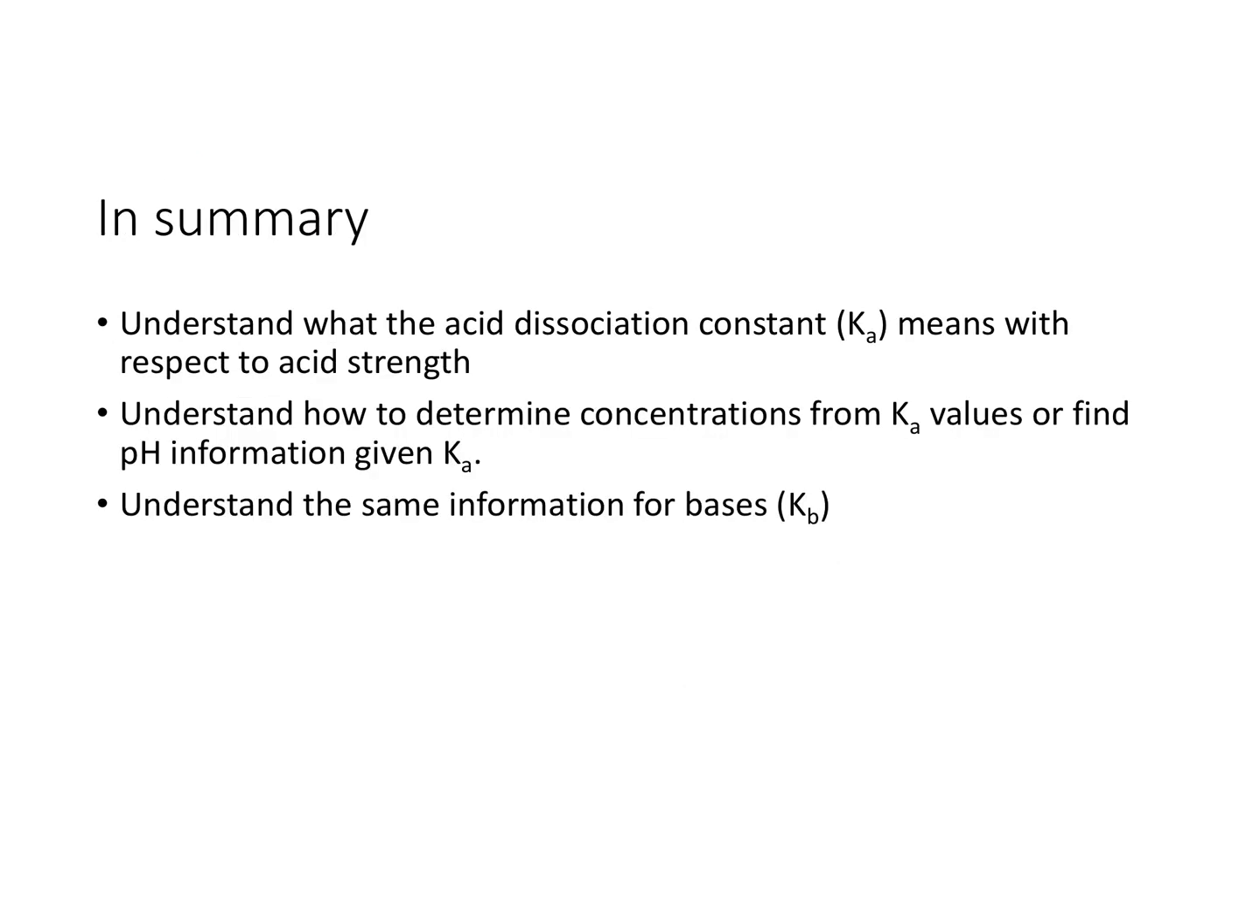So in summary, what's important from today: understand where Ka comes from, what Ka means, and what that means with respect to acid strength. The larger the Ka, the stronger the acid. Understand how to determine Ka from pH or pH from Ka, those initial calculations we did, and understand the same information for Kb. So the larger the value of Kb, the stronger the base, and be able to do the same calculations. Can you go from Kb to pH, or could you go from pH to a Kb value? You should be able to do those calculations in both directions.